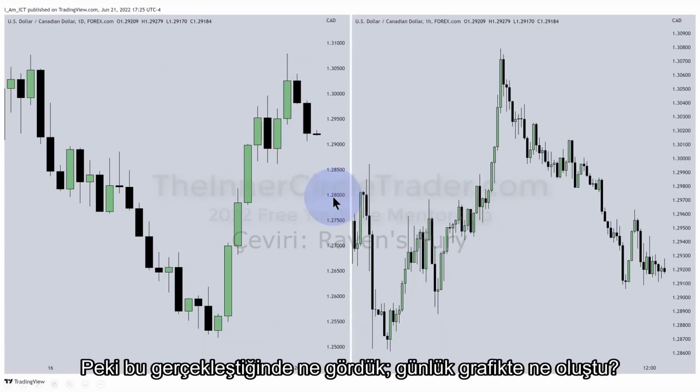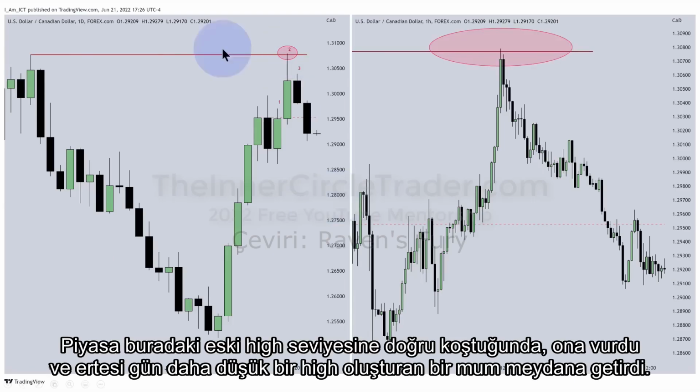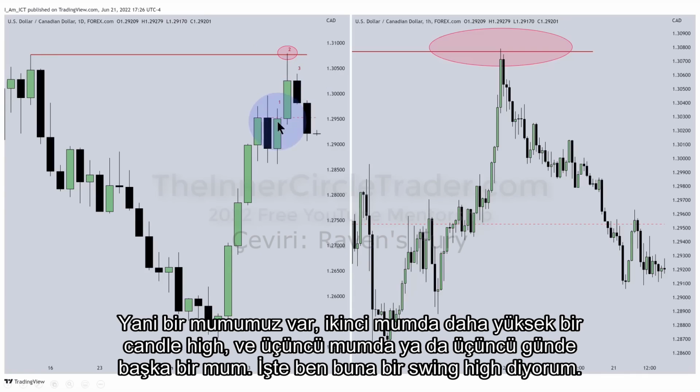What do we see once that occurred? What formed on that daily chart? When the market ran into that old high here, it hit it, and the next day it created a lower high candle. So we have one candle, a higher candle high here on candle 2 and candle 3, or day 3. So this is what I dub a swing high.